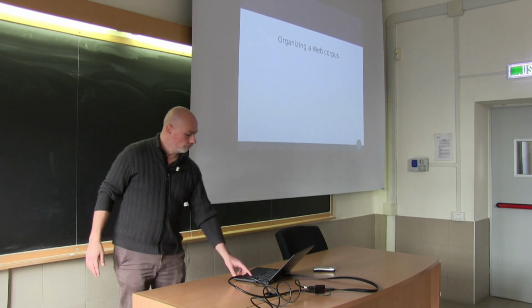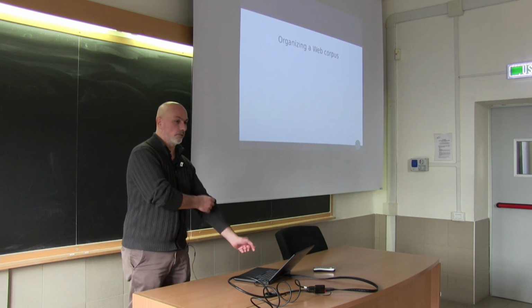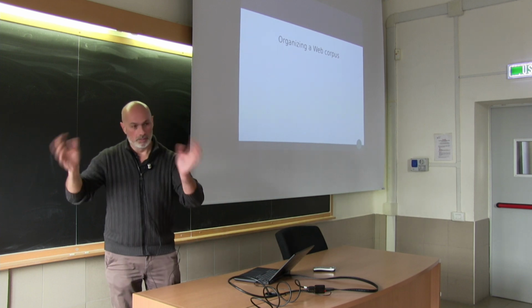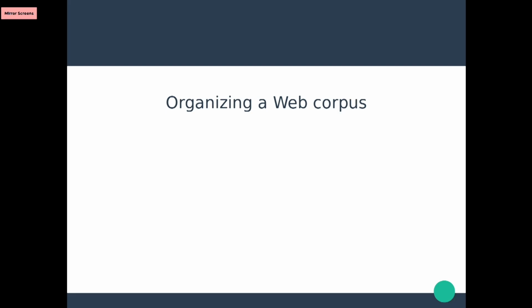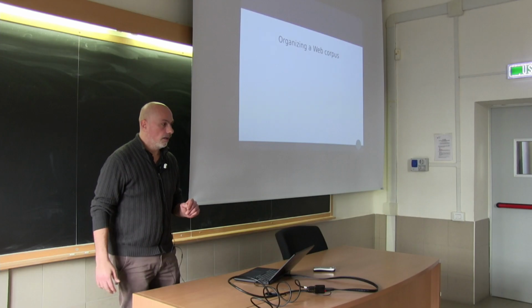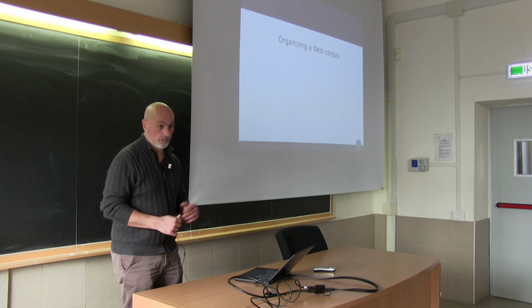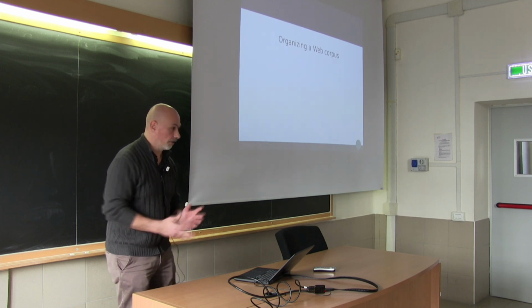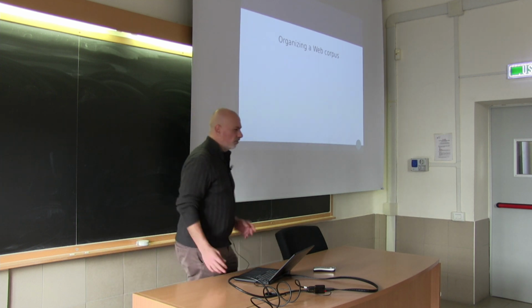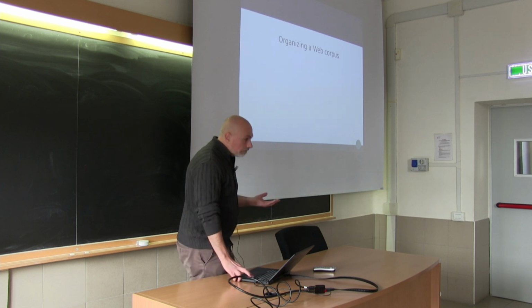So, okay, we have collected our web corpus in some way, which means that we have a representation of the graph that we have collected, represented in some way, and on top of that, for every vertex, we have all the information. So the text information, metadata, whatever. Well, gigabytes and gigabytes of stuff. And now?